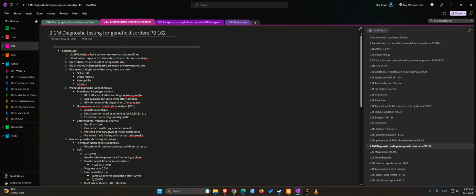Examples of single gene disorders are rare. There are sickle cell, cystic fibrosis, hemophilia, Tay-Sachs. These are just examples.